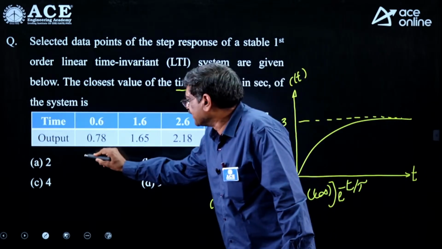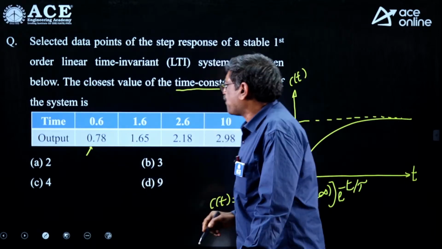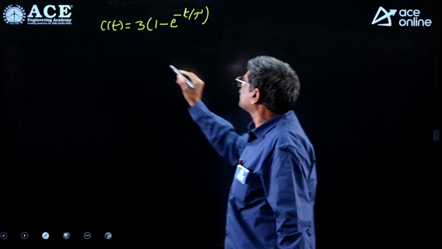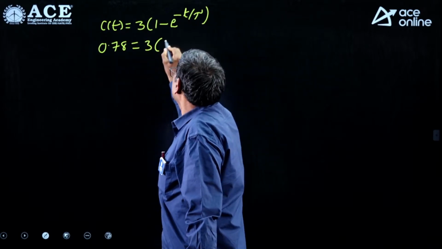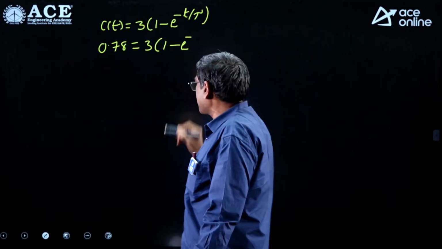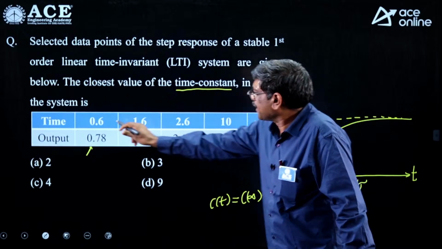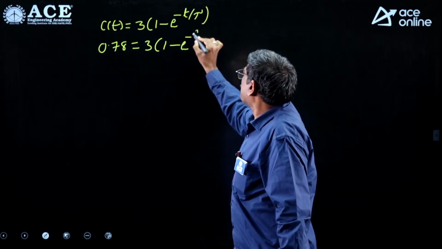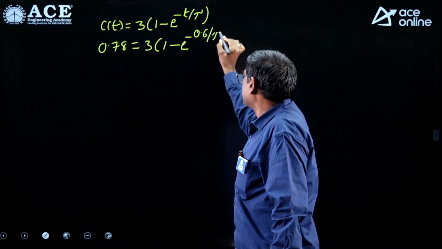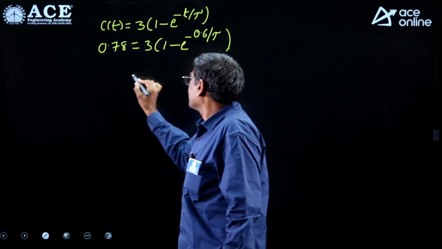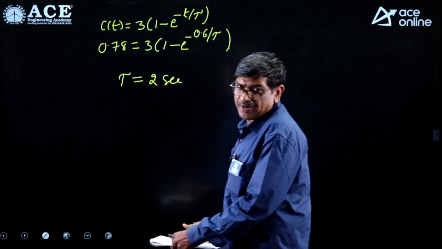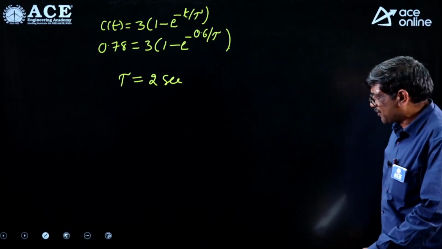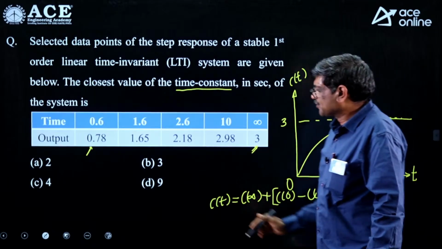For example, I will take this. So output is 0.78. So output 0.78 equal to 3 into 1 minus e power, at what time? Time is 0.6. So minus 0.6 divided by tau. You solve this, you get the tau value. You will get approximately 2 seconds. You solve this equation, you will get what? 2 seconds. That means the answer is what? A.